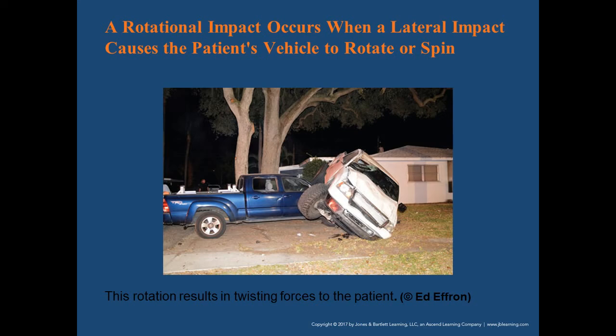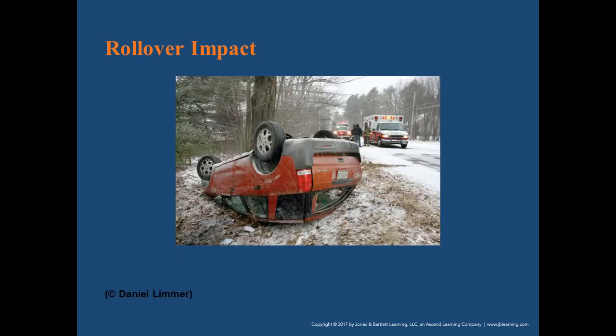Rotation is the spinning action of the car. Without seatbelts, it can cause ejection from the vehicle, which is never a good thing, and so we can get this spinning effect that has its twisting forces to the body as well. Then we've got the rollover, tumbling.